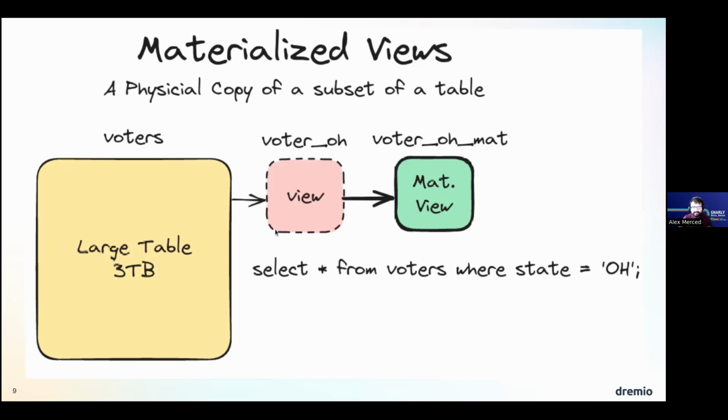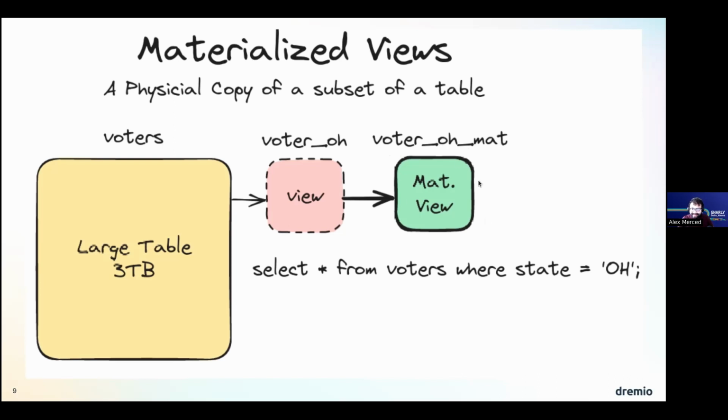But we want to speed things up, and we don't want to have to scan the whole table. So what we do is create a materialized view, which is a physical copy of the results of a query. We would run that query for all voters in Ohio and create a materialized view from it. We have to give it a name, so we'll call it voter_Ohio_Matt, so that we know it's the materialized view.